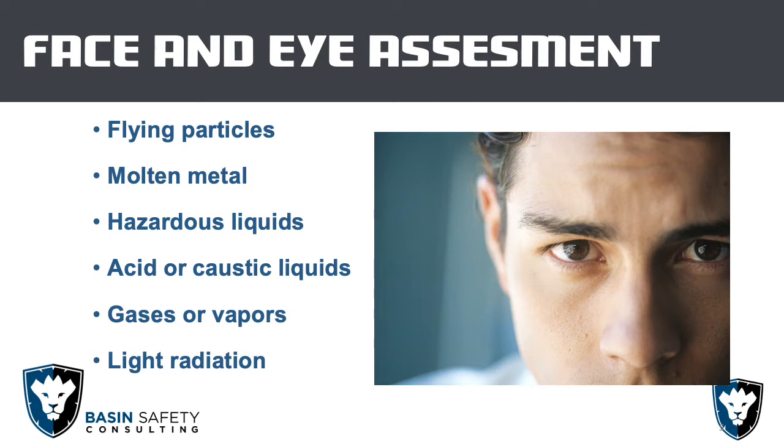So face and eyes, obviously our big issue is flying particles. We've all seen videos and pictures of people with pieces of metal or brushes in their eye, and it is not pretty. Sometimes they rust and can cause some pretty serious permanent damage. Molten metal, obviously, is also a big issue. Hazardous liquids, acid or caustic liquids, a lot of different types of liquids can harm your eyes. Gases or vapors as well, especially things like H2S, can cause damage to your eyes just because of the acidic nature of the vapor itself. And if it makes contact with the mucous membranes in your eye, it can cause damage.